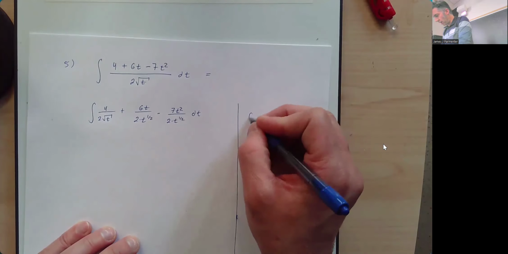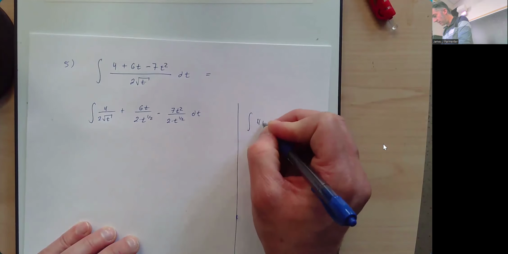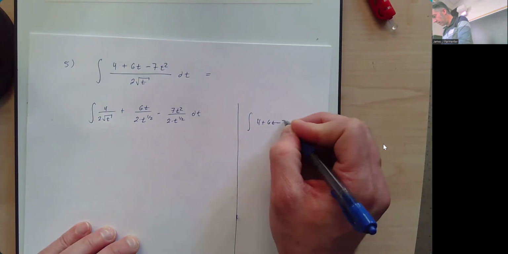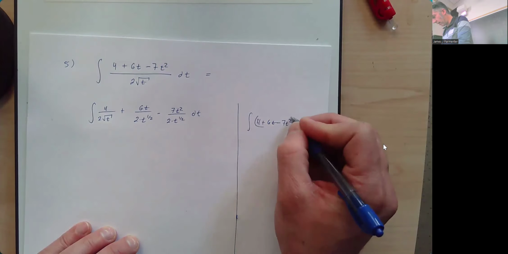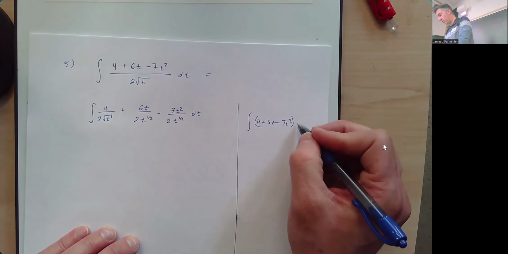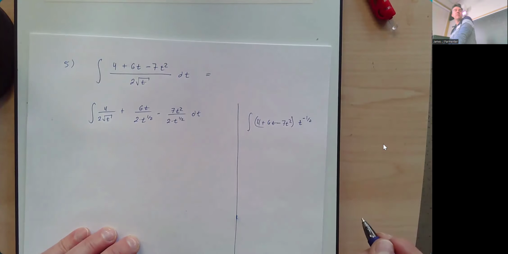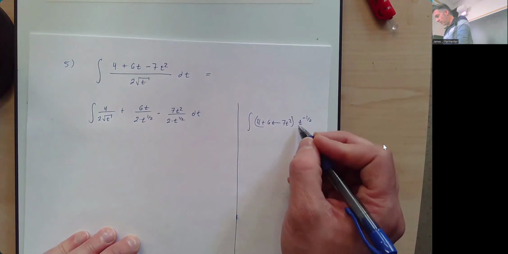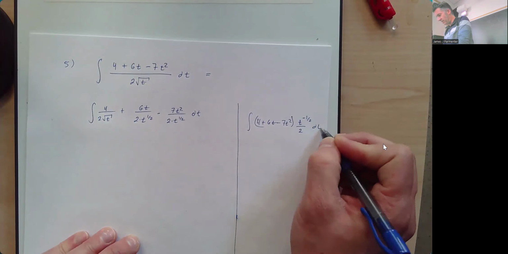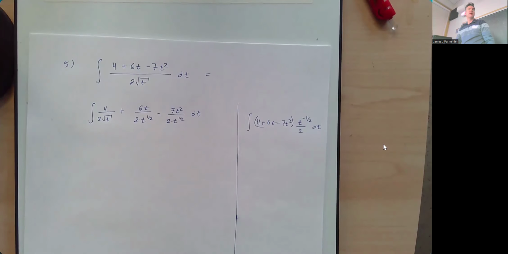The integral of 4 plus 6t minus 7t squared, and then still divided by 2, but multiplied by t to the negative 1/2. Right, so dividing everything by t to the 1/2, multiplying everything by t to the negative 1/2, and then still dividing by 2. I find this to be less nice. If you like that better, though, totally fine.